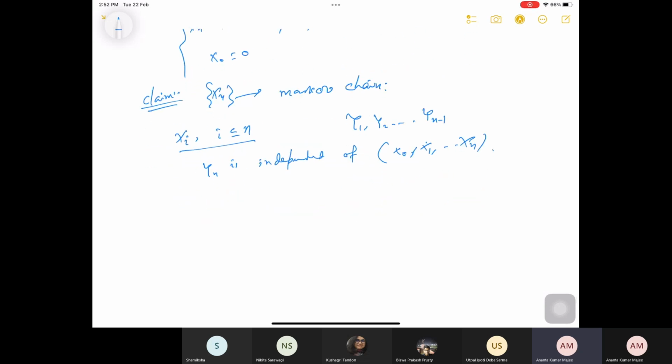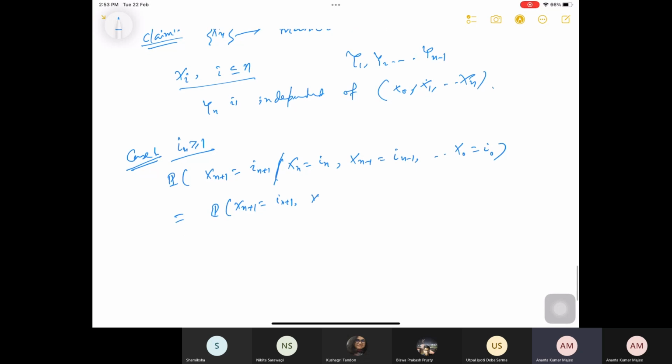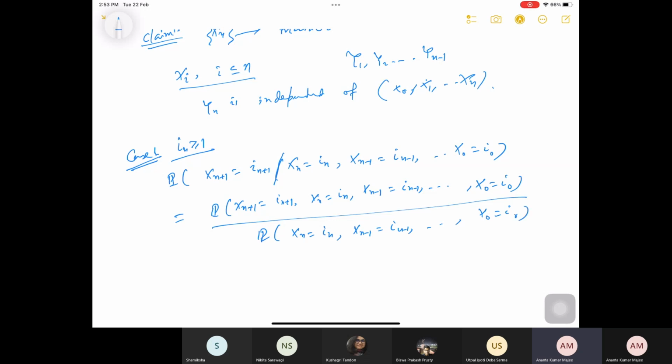Okay, so if i of n is greater than or equal to 1, this is my case 1 maybe, then what I have is the probability that xn plus 1 is equal to i of n plus 1 given xn is equal to in, x of n minus 1 is equal to i of n minus 1 and so on, x0 is equal to i0. This is the same as the probability of xn plus 1 equal to i of n plus 1 and xn equal to in, x of n minus 1 equal to i of n minus 1, and so on, x of 0 equal to i0, divided by the probability of xn equal to in, x of n minus 1 equal to i of n minus 1 and so on, x0 equal to i0. This is the property of conditional probability.